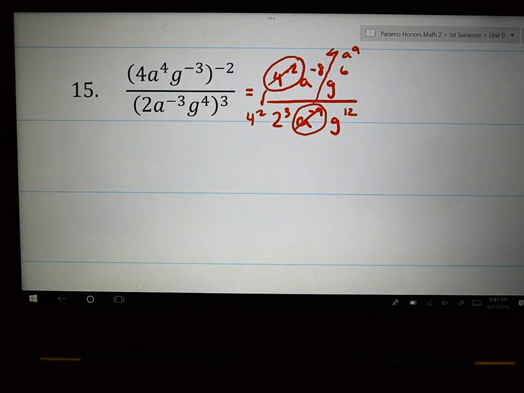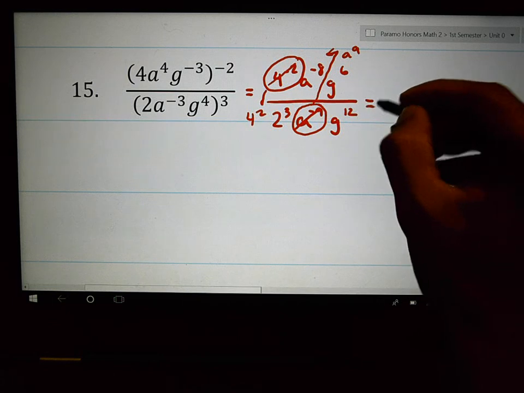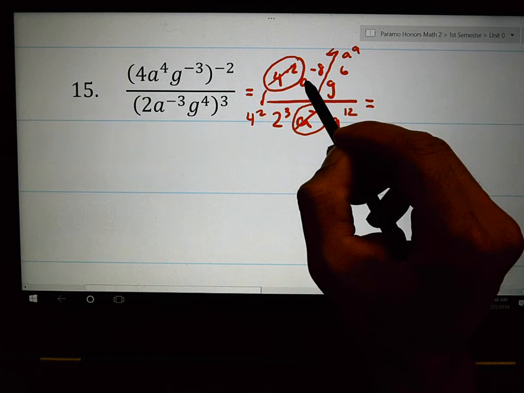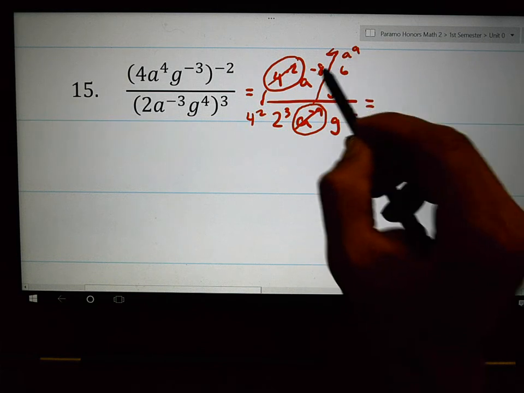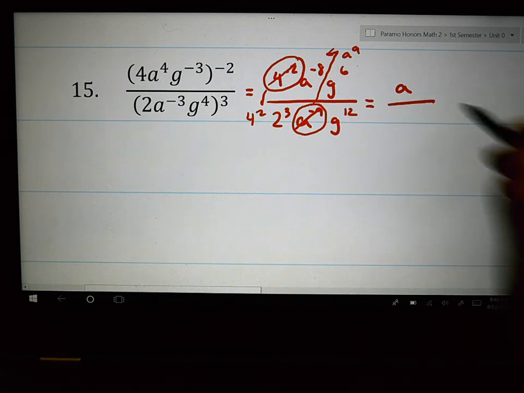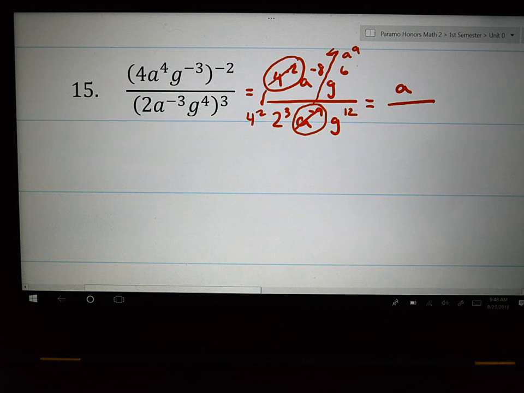I think I'm ready to simplify. Let's go with it. Because I have 9 of these up here and they're positive and I have -8, I know that those, when I combine them, will be adding the exponents. 9 take away 8 leaves me with a to the 1st power in my numerator. In my denominator, I have 4 squared, which is 16, times 2 to the 3rd, which is 8. 16 times 8 is 128.